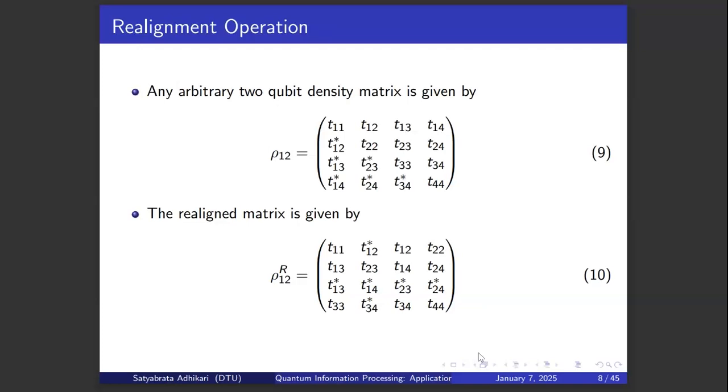But the problem is, can we use these operations in an experiment also? So can an experimentalist realize this matrix in an experiment? This is the question we can ask. When we are asking this question, the obvious answer is no, we cannot apply it in the experiment.